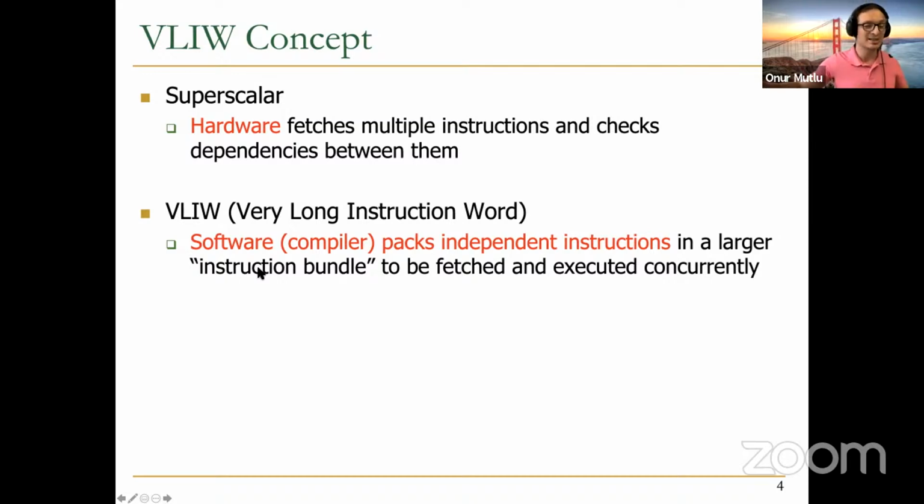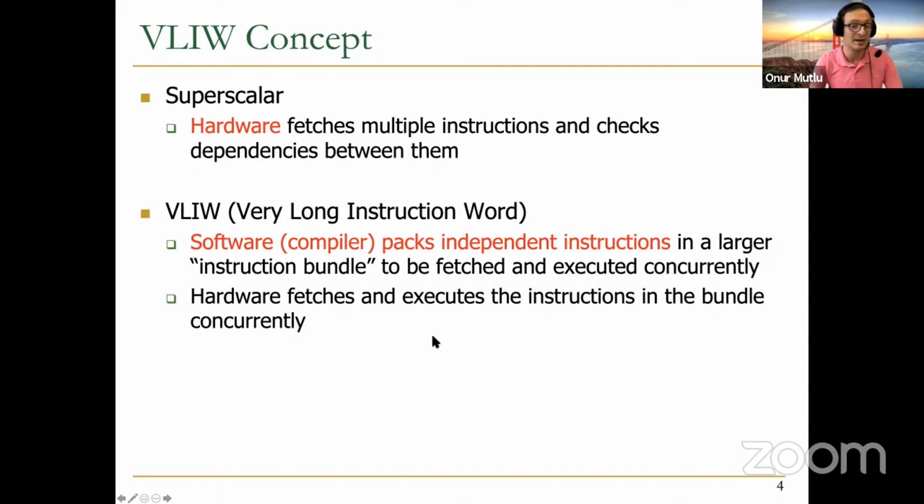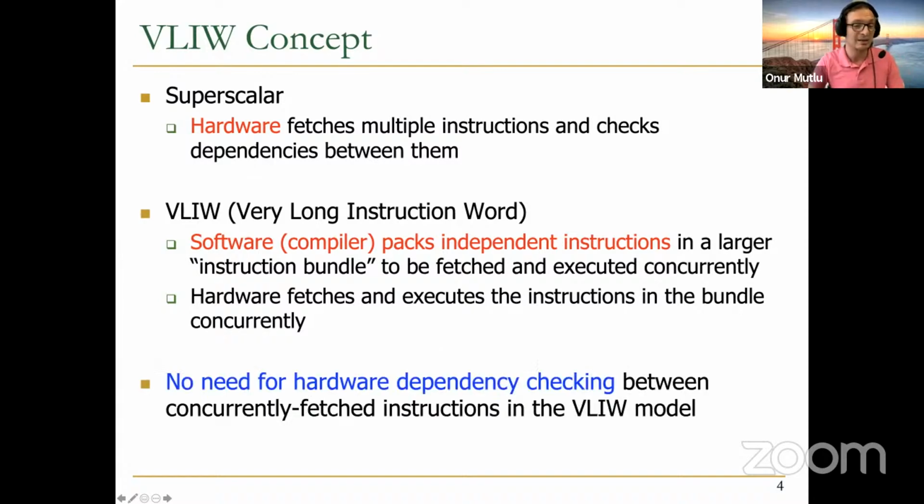Essentially, this instruction bundle that consists of multiple small instructions flows through the pipeline at the same time. And it's the compiler's job to guarantee that they're completely independent so that the hardware doesn't need to do any dependence checking. Basically, hardware fetches and executes the instructions in the bundle concurrently. It doesn't need to do dependence checking between those concurrently fetched instructions in the VLIW model. So that's the difference between VLIW and superscalar. And after learning superscalar, VLIW is not a huge step in a conceptual manner, of course, but the thinking is very different. And because the principle is that software needs to do all the dependence checking and ensuring that the instructions can be concurrently executed, now the software needs to be very intelligent.